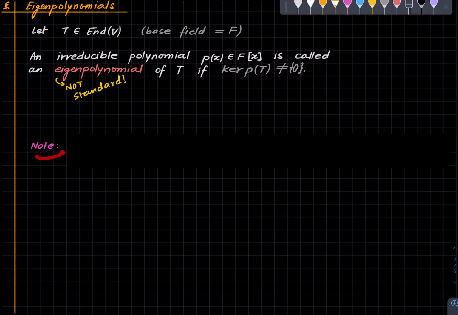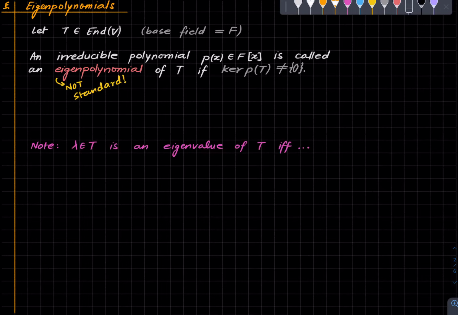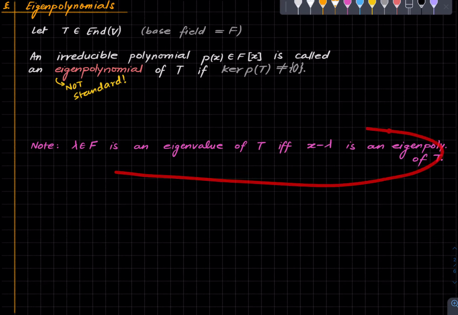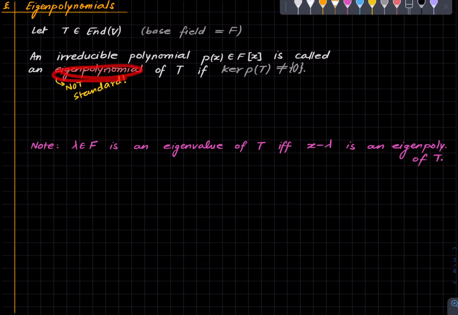So note that lambda in F is an eigenvalue of T if and only if x minus lambda is an eigenpolynomial. This is an immediate consequence of the definition. And so the eigenpolynomial basically generalizes the notion of an eigenvalue. That's all.